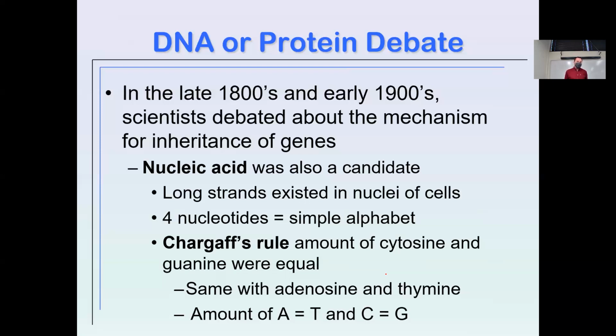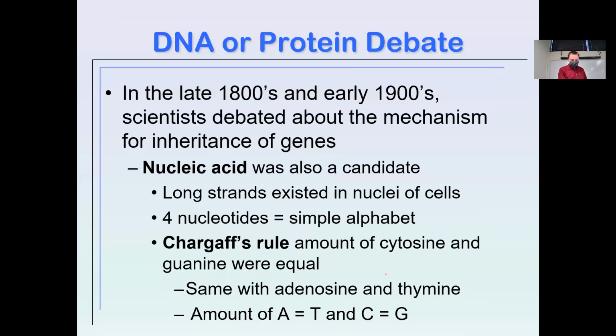Now, Chargaff came to a realization when he studied some nucleic acid. He came to this realization that the amounts of cytosine and guanine were the same. Right? So if he took a sample of DNA and analyzed its components, he found equal amounts of cytosine and guanine, and he found equal amounts of adenine and thymine. So C and G were equal, A and T were equal. This is important, as we learn later.